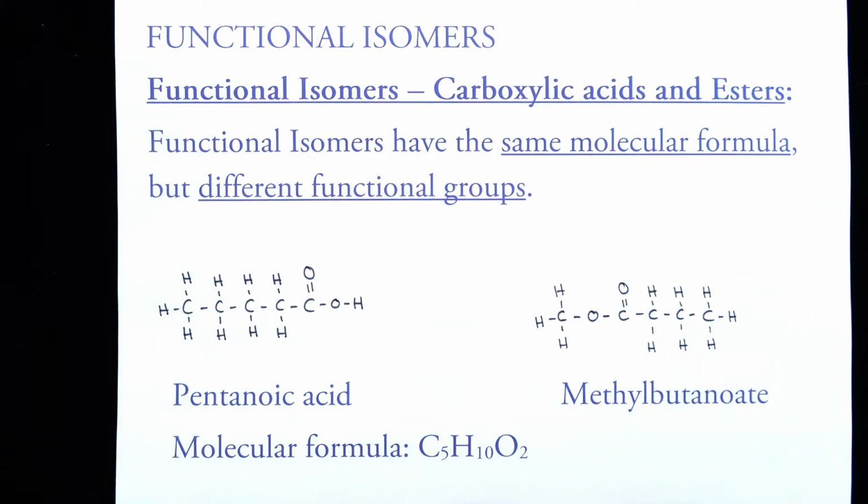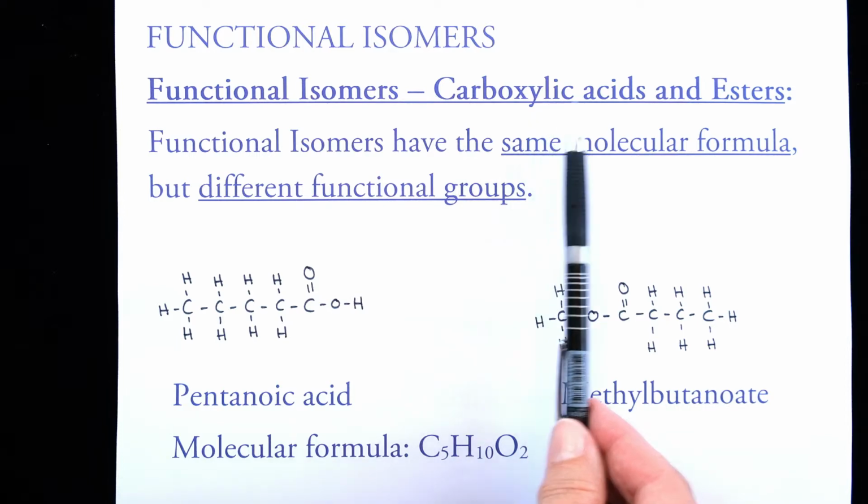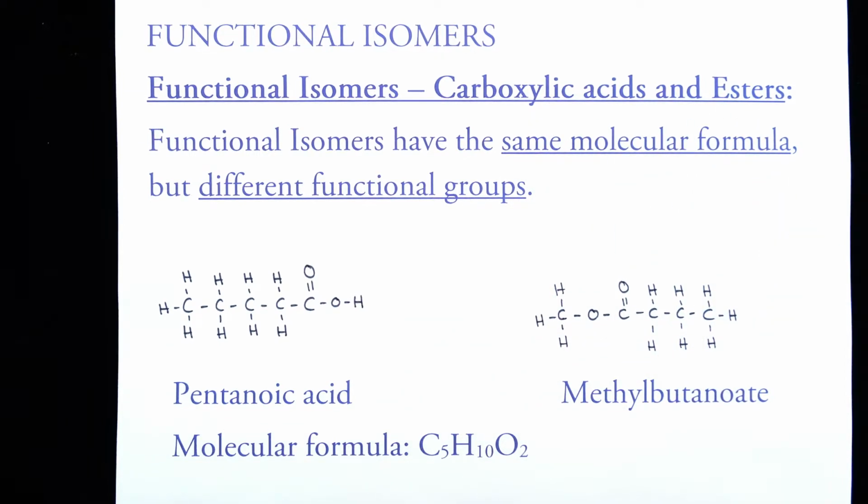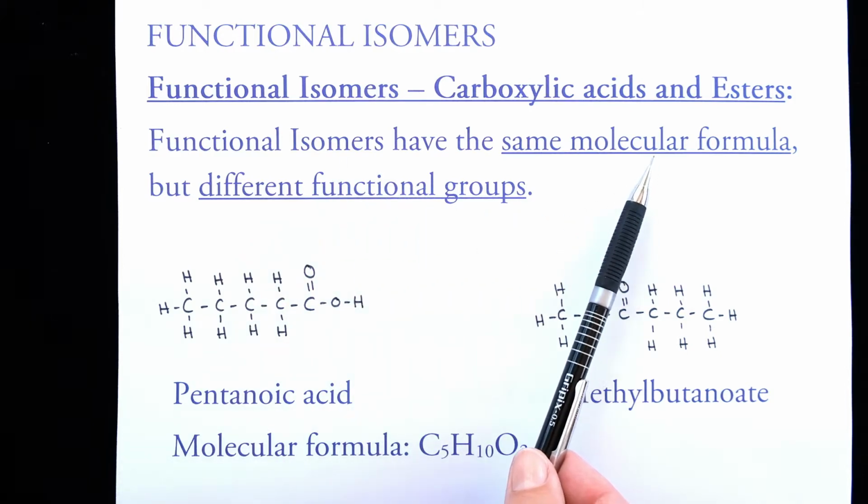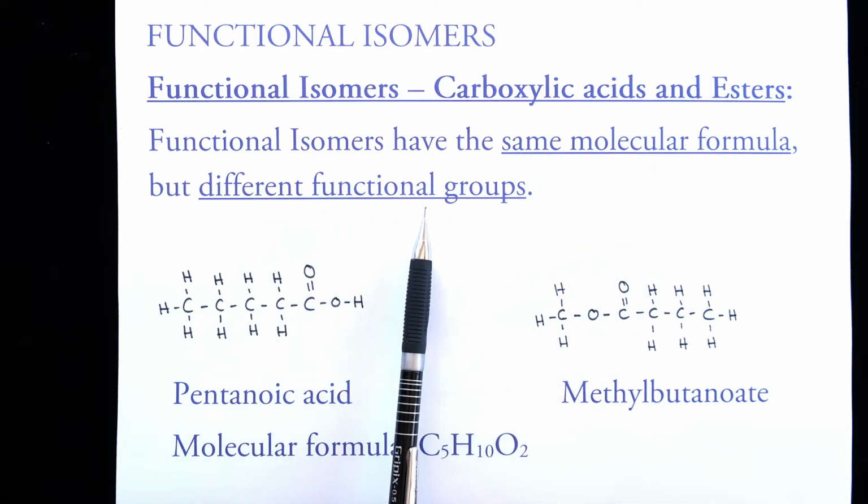The next type of isomer that we will be looking at is the functional isomer. Functional isomers also have the same molecular formula and different structural formula. And the way the structure differs in this case is they have different functional groups. Therefore, they are called functional isomers. The examples that you will have are carboxylic acids and esters. They will be functional isomers if they have the same number of carbon atoms. The definition: functional isomers have the same molecular formula but different functional groups.